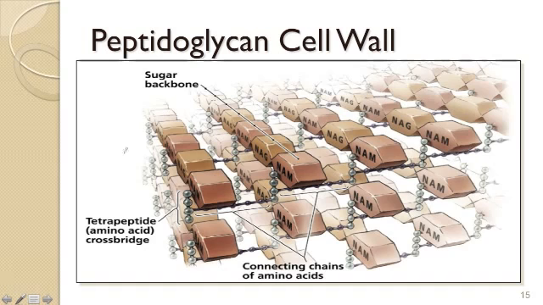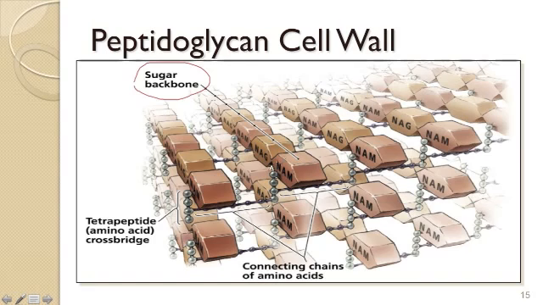So if we look at the picture here, we can start with the sugar backbone here. We can see that we have alternating units here of NAGs and NAMs. And the NAG stands for N-acetylglucosamine. The NAM stands for N-acetylmuramic acid. You don't need to worry too much about the chemical structure of those, other than that they are carbohydrates that are covalently bonded together in alternate subunits to create a polymer that's actually going to go around the entire cell.